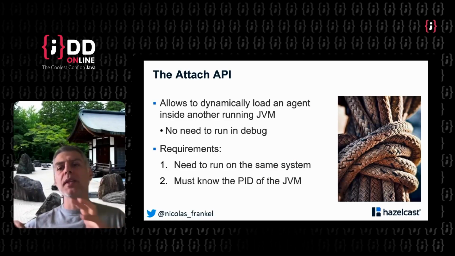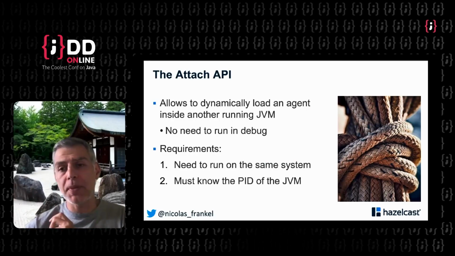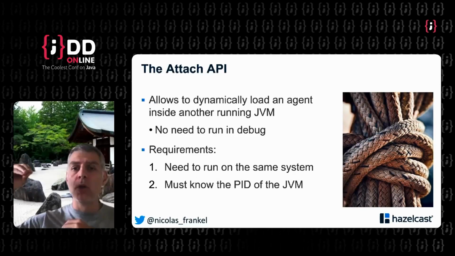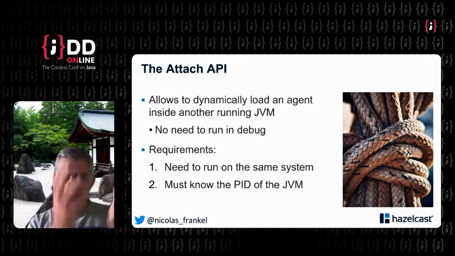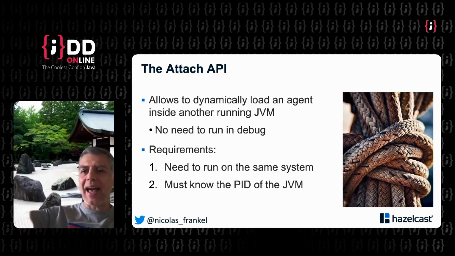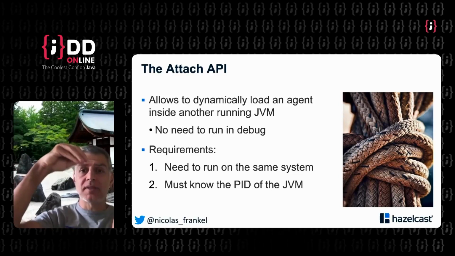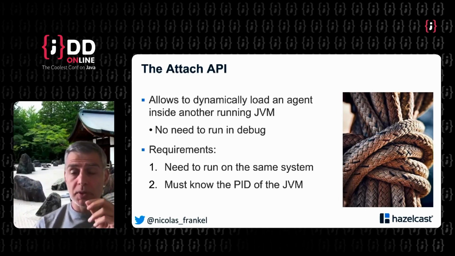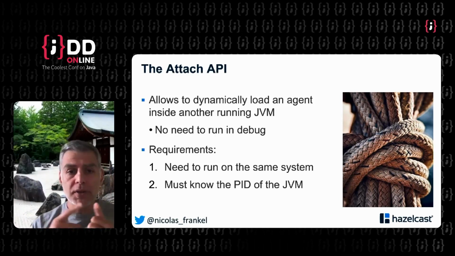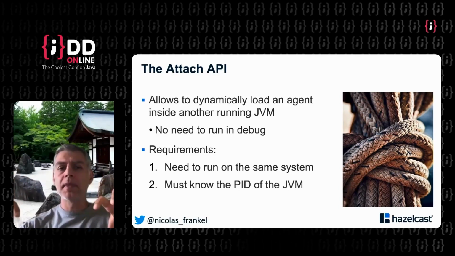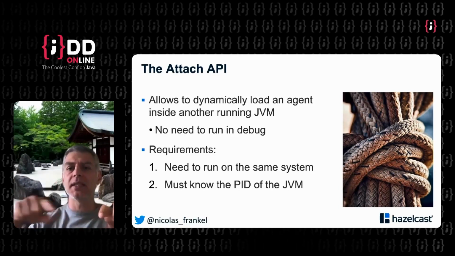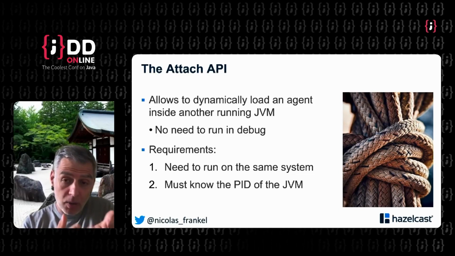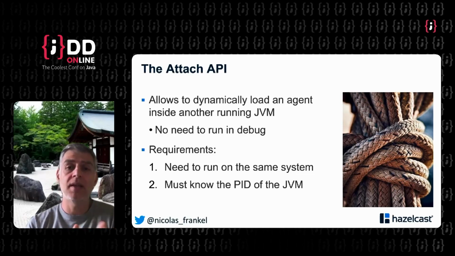That being said, we need something else. I mentioned the Attach API, and the Attach API is the API that allows you to have a running JVM and to add an agent at runtime. And the good thing is it doesn't need to run in debug mode. It needs two things. The first is that it needs to run on the same system. And the second, it must know the PID of the production JVM. There are only those two requirements. Nothing else is necessary.